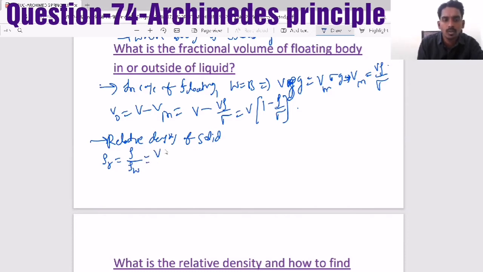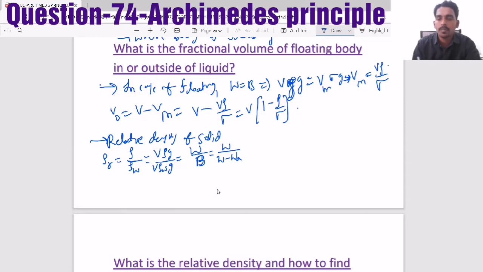That means you multiply with volume and g. So V rho g is weight of the body. Here the denominator is buoyancy force on the solid inside the liquid. What liquid? Water. Now you have to consider the buoyancy force on the solid inside the water. Or W by B can also be written as W by W minus W apparent, where W apparent is the apparent weight of the solid body inside the liquid, and W is the true weight of the body in air.